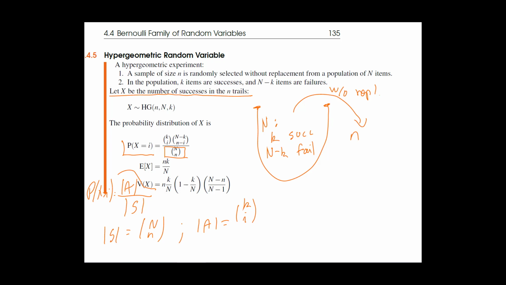Right, and it should be said that i has to be less than or equal to k for this PMF to make sense. Otherwise, the probability is 0, right? You can't have more successes than there are in the bin.